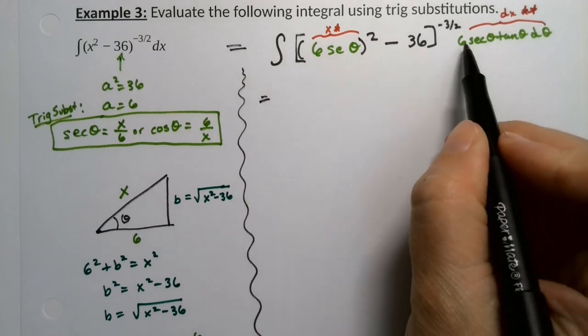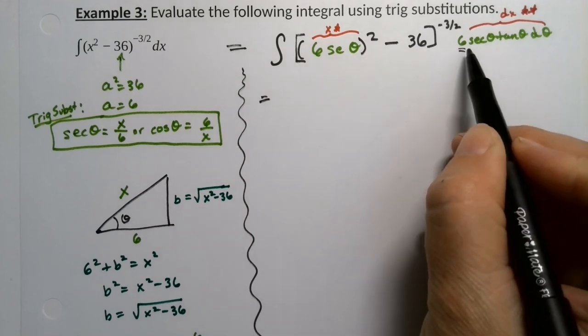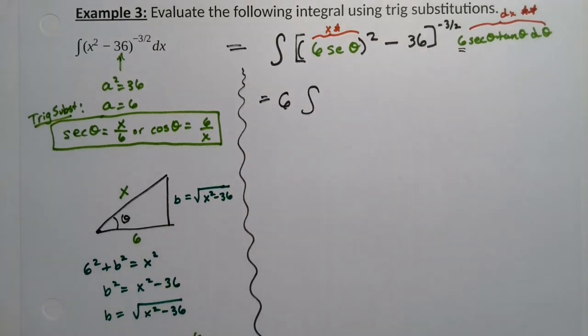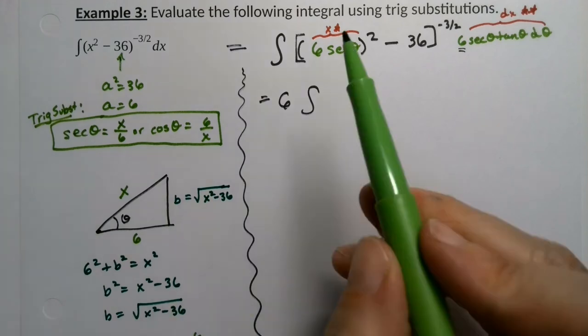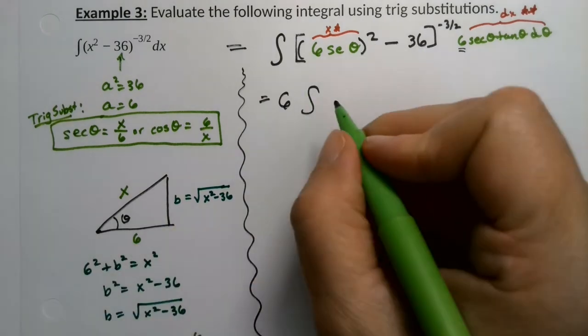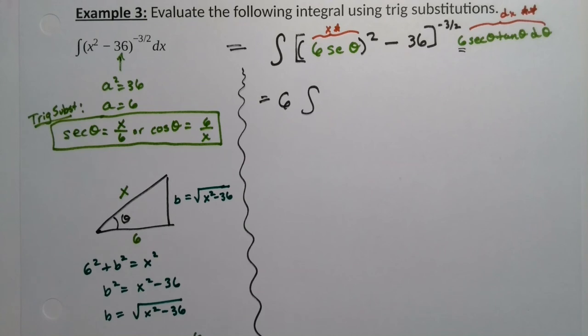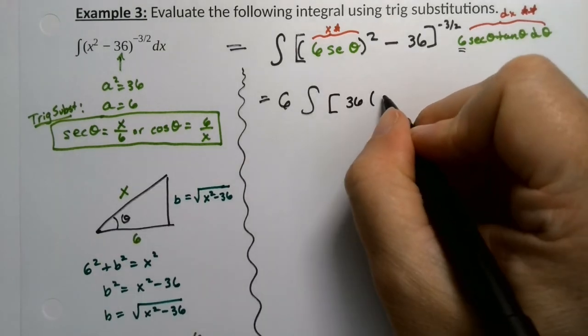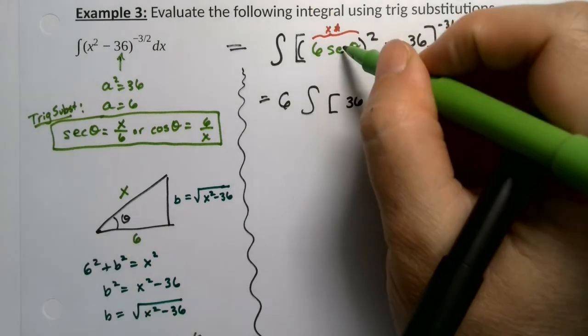Okay, so a couple things. I noticed there's a 6 right here, so I'm going to pull that 6 out in front of the integral, just for the sake of it. And then I also notice 6 squared and 36. That means that there's a 36 inside there, so I'm going to factor that out. So I'm going to say 36 times, and then it's, oh my goodness, I lost a C on my secant. There it is.